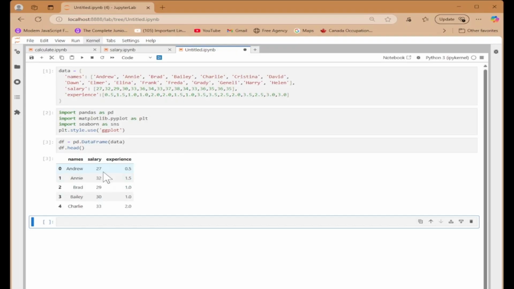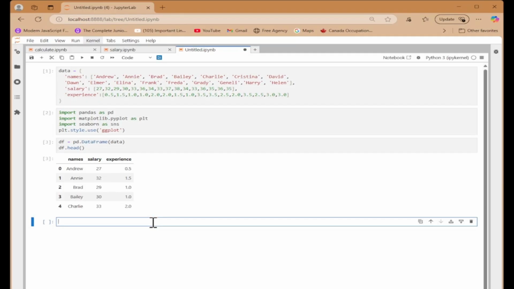Andrew, 27,000 salary, 6 months experience. Annie, 32,000 salary, 1.5 years experience. So this is the data frame. This is the data we have. We will try to see how the distribution of data appears, whether it is bell curved or not.